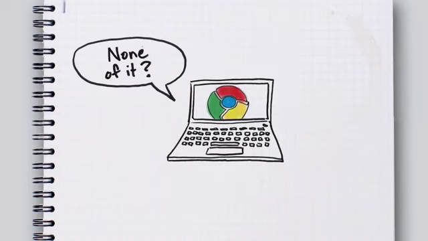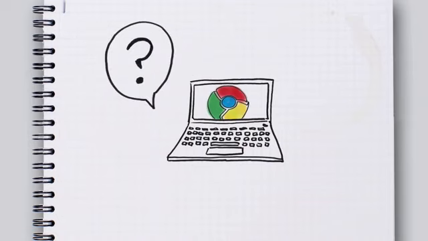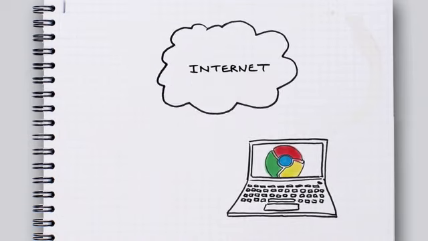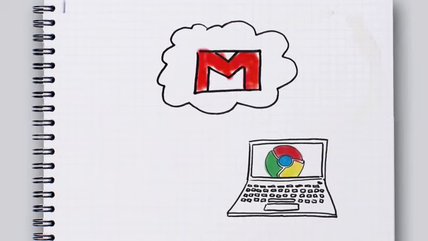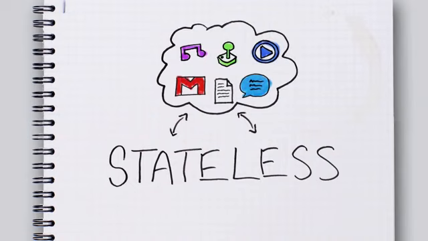What? None of it, you ask? Yeah, none of it. Really nothing? Yeah, nothing is stored on your computer. Well, where is it? It's on the internet. You know, like when you access your emails from your computer and your phone, the email isn't stored on either device. So if everything's stored on the internet, then your phone, your computer, all of these devices are what people call stateless, which is kind of a big word, so maybe just remember this.